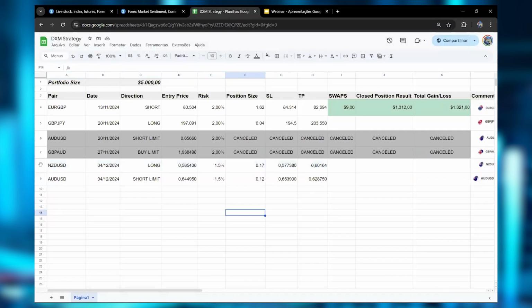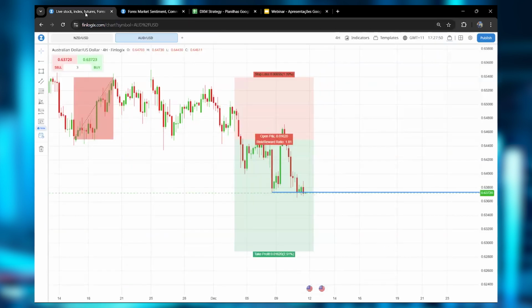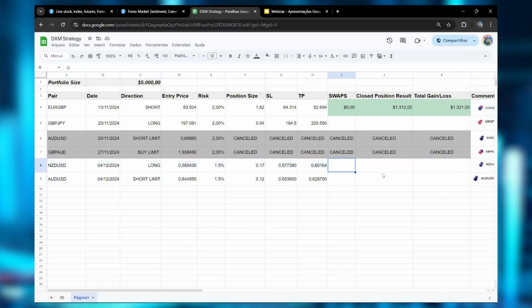All right, so let's look. The best case scenario is to close this NZDUSD. So what I will do is I will close NZDUSD with a loss of 1.8%. So where it is, my DXM strategy. So closed position results. So 1.8% of $5,000 is equal to $90. So minus 90. And then the swaps, we don't know. I have to check later.